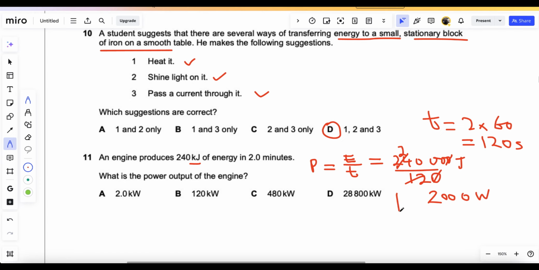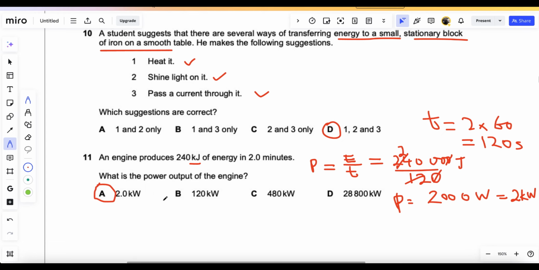Sorry, that's the power, the output power of the engine, which is 2 kilowatts. 2000 watts is equivalent to 2 kilowatts. So we look for the option that has either watt or kilowatt, 2 or 2000. Oh, A. So our answer is A. We are looking for the output. Yes, our answer is A.